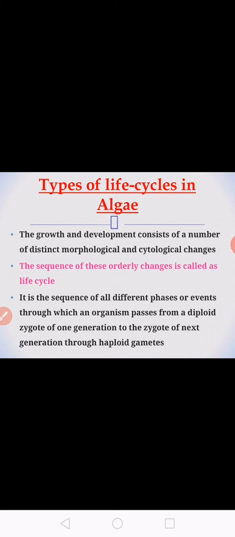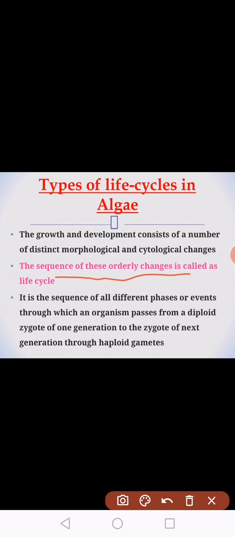So life cycle means during the growth and the development of the algae, they exhibit various morphological and cytological changes. Once again I'll repeat, during the growth and the development of algae, these algal members exhibit various changes. These changes may be morphological or cytological, and this sequence of changes found during the growth and the development is called as life cycle. So life cycle means it is the sequence of various changes that occurs during the growth and the development of the plant.